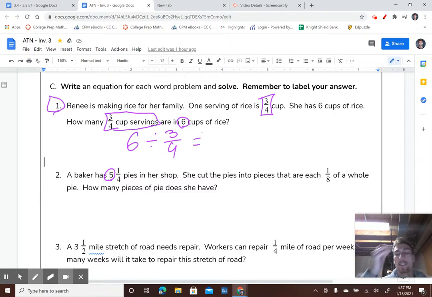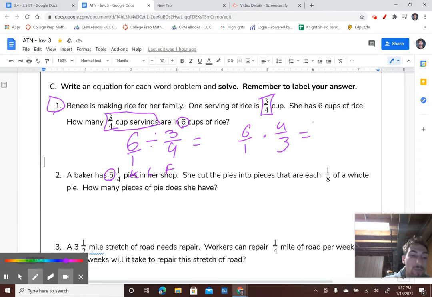And this is looking a little difficult at first, but I remember that I can write this whole number 6 as 6 over 1 to make it a little bit easier. All right, let's go ahead and do our keep, change, flip. Now I'm going to rewrite it as 6 over 1 multiplied by 4 over 3 to get my answer. Now, one thing I'm going to show you is something called simplifying before you multiply, and that'll make it a whole lot easier because you don't have to simplify after you multiply, you can do it before.